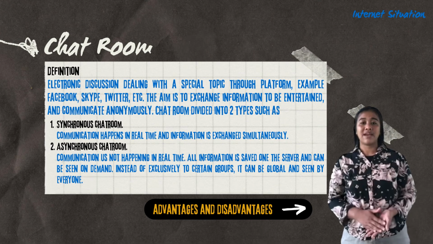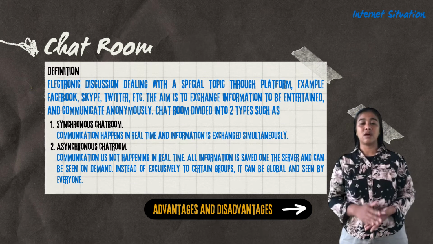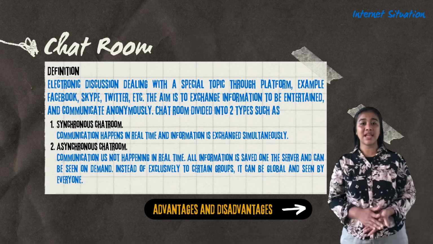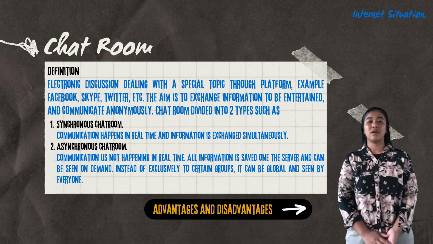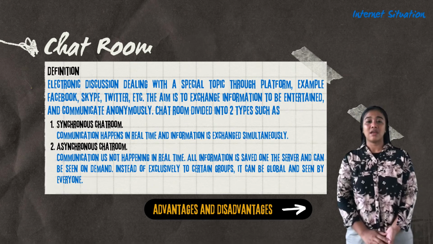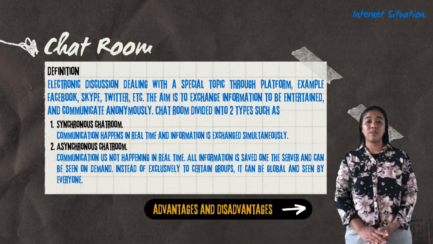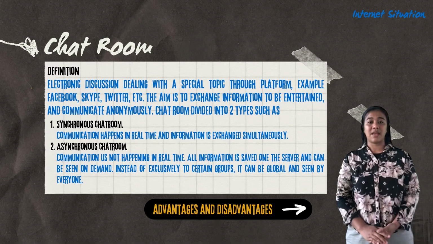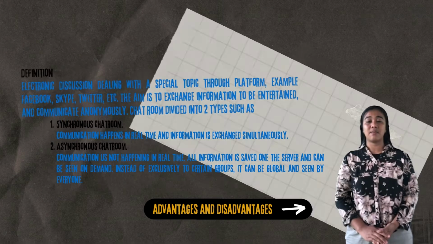Chat room is divided into two types. Such as synchronous chat room, where communication happens in real time and information is exchanged simultaneously. Asynchronous chat room, where communication is not happening in real time. All information is saved and can be seen on demand. Instead of being exclusive to certain groups, it can be global and seen by everyone.